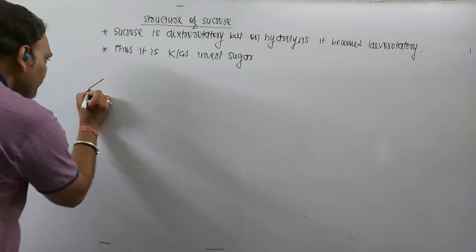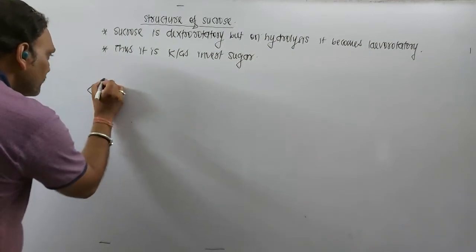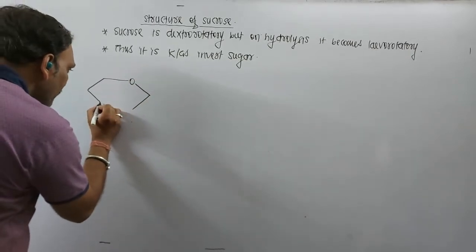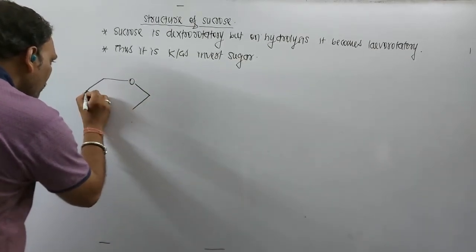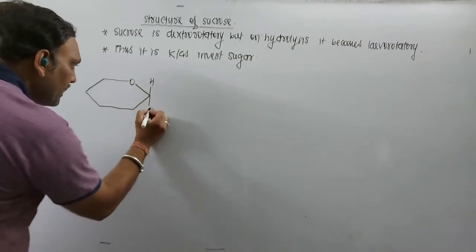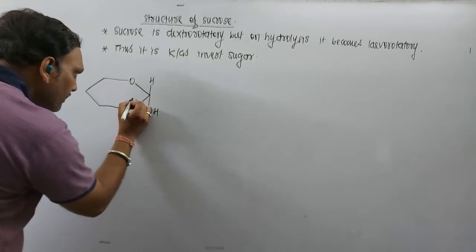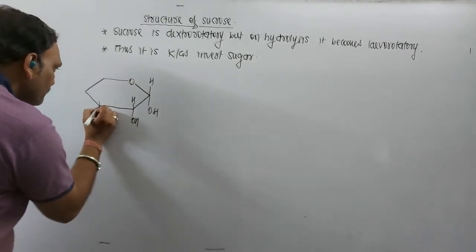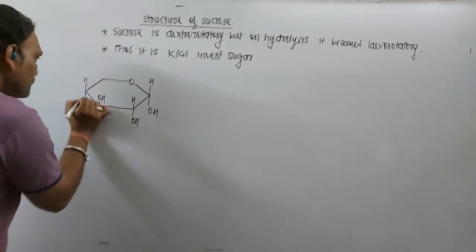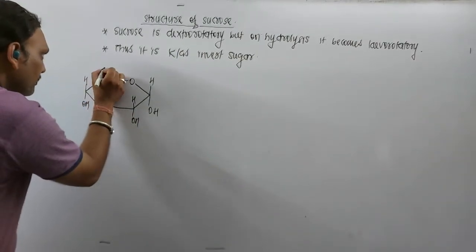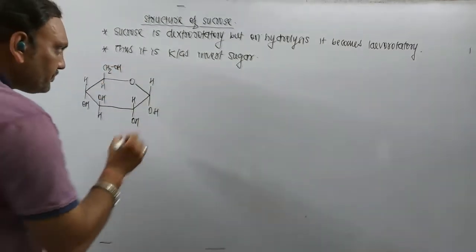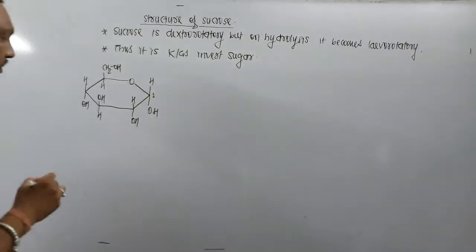Now remember, it is the pyranose ring of the glucose. So alpha D glucopyranose. So how to draw this? We are drawing the alpha anomer. So alpha D glucopyranose can be drawn in this manner. So remember, this is the alpha D glucopyranose. Now, this is the carbon number 1.